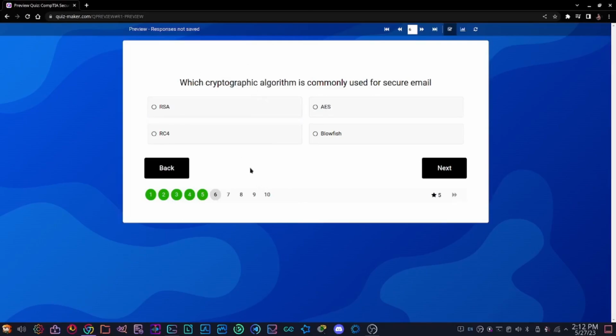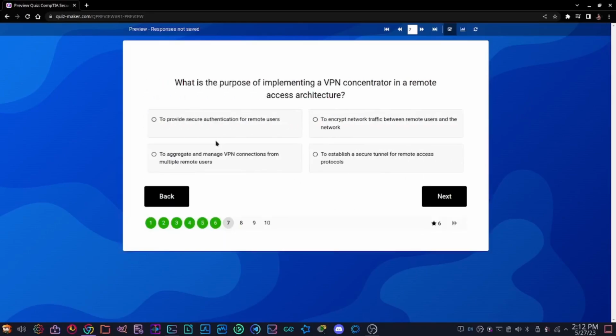Question 6. Which cryptographic algorithm is commonly used for secure email? So we have a cryptography question. I had trouble with this section when I was studying for it, but I'm going to get right into it. So we have RSA, AES, RC4, or Blowfish. The cryptographic algorithm that's used to secure email is RSA. That is going to be the cryptographic algorithm we're going to use.